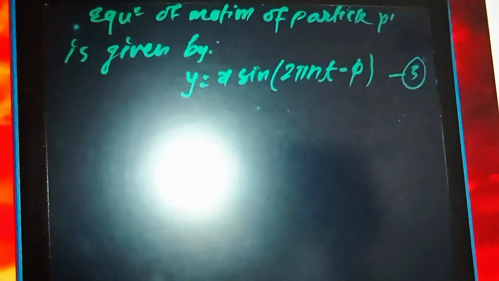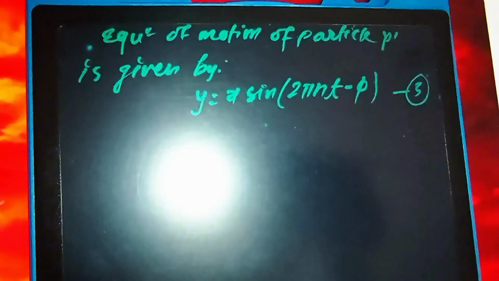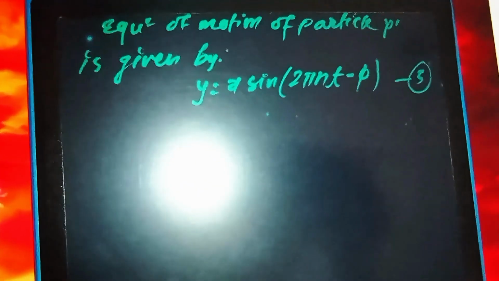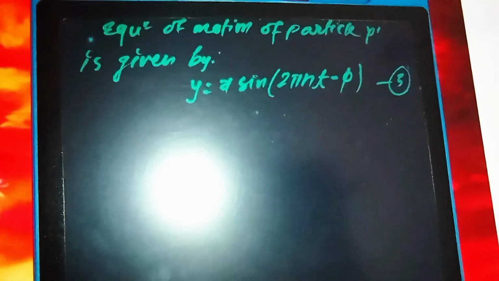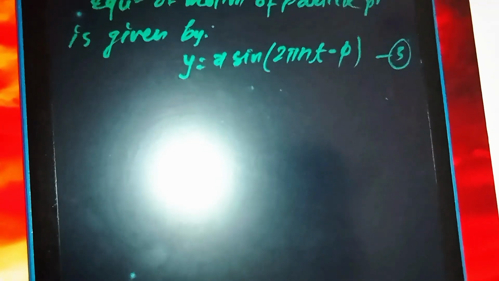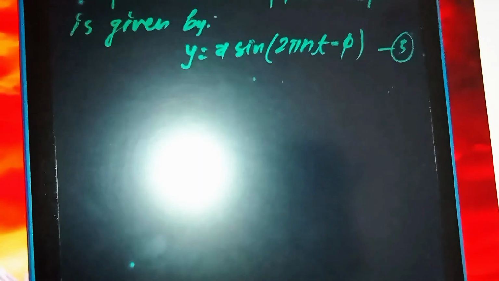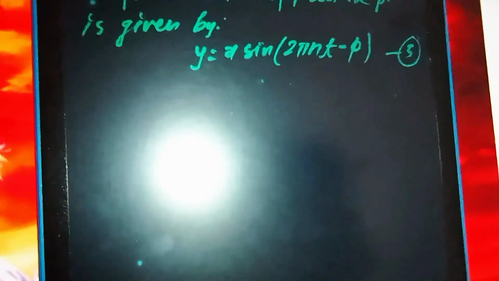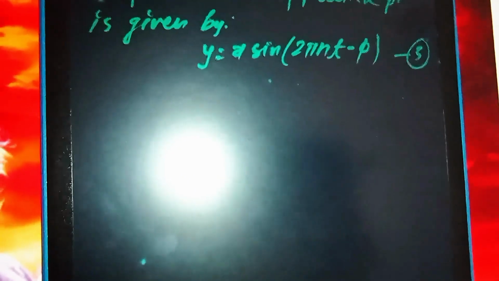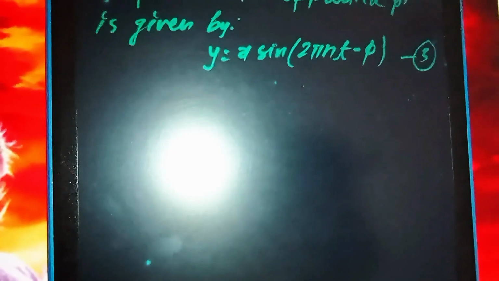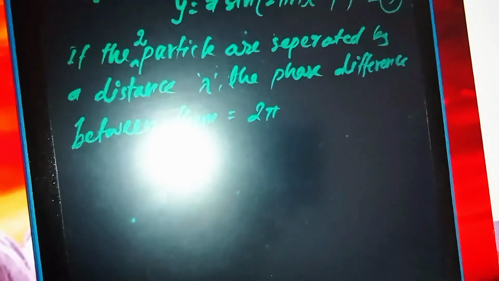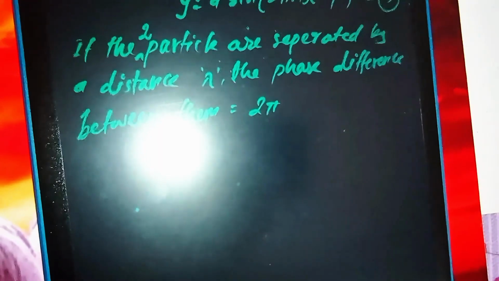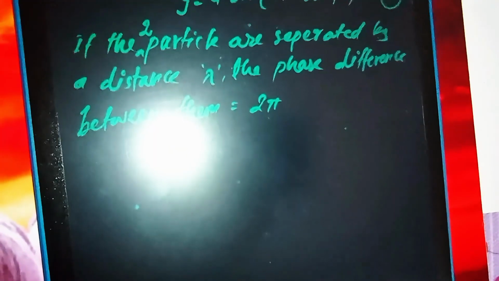We already have equations 1 and 2. Now the equation of motion of particle P is given by y is equal to a sin 2 pi n t minus phi. Okay. As we know, a difference of time equal to time period T corresponds to a phase difference of 2 pi. Also, a change of 2 pi in phase occurs between two particles separated by a distance lambda. So if two particles are separated by a distance lambda, the phase difference between them will be equal to 2 pi. We know that.